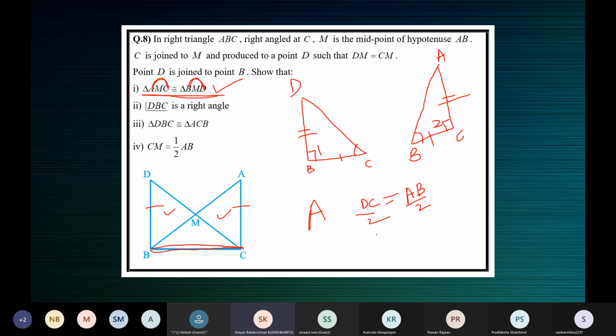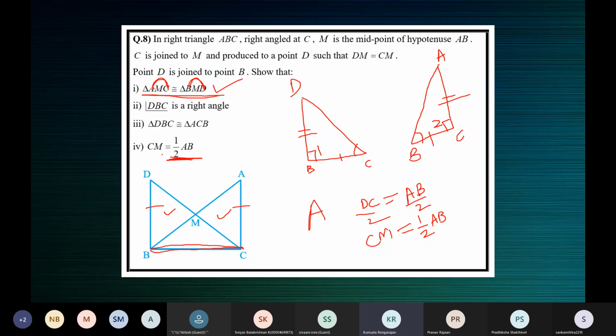It is DM, ma'am. Or CM is equal to AB by 2. That's nothing but half AB. AM or DM? No. Here they have retained half AB as it is, so write it as it is. Okay.